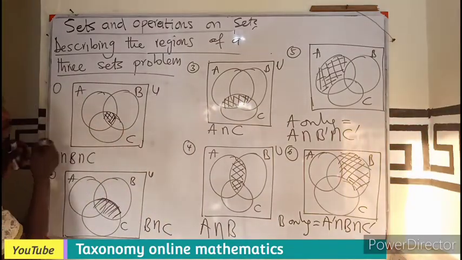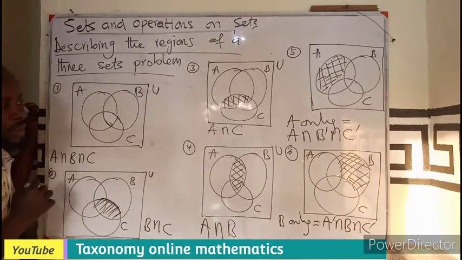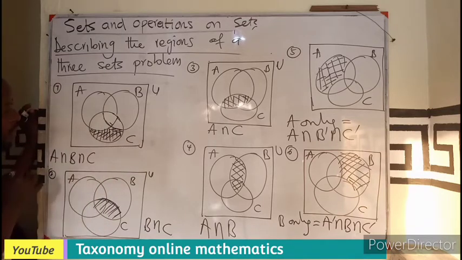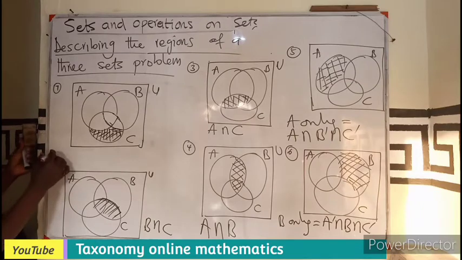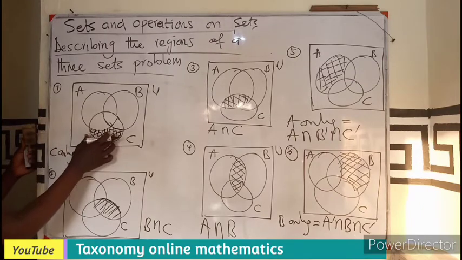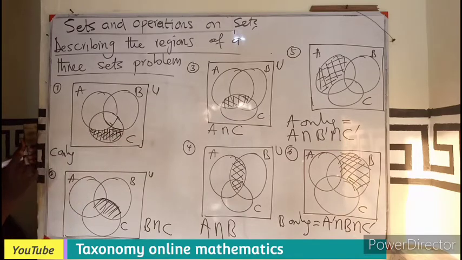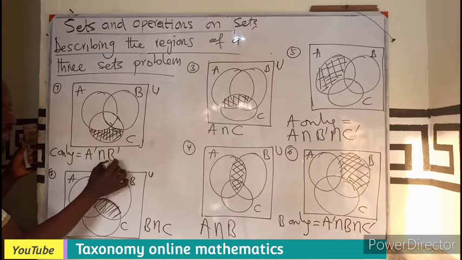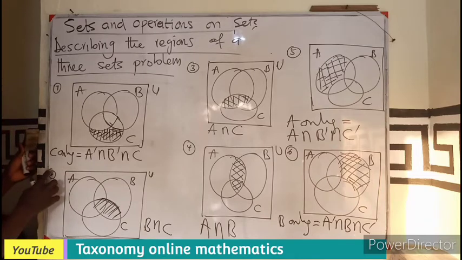Now let's move this to number 7. Now, if I shade this, what region are you seeing? I believe you are seeing C only. The region belonging to C, that's region 3. No, region 4. Only C. And that is the same as A complement intersection B complement intersection what? C. The region belonging to only C. Alright?